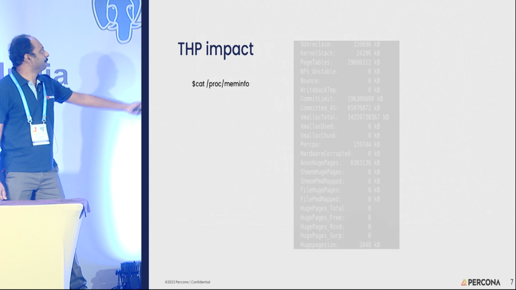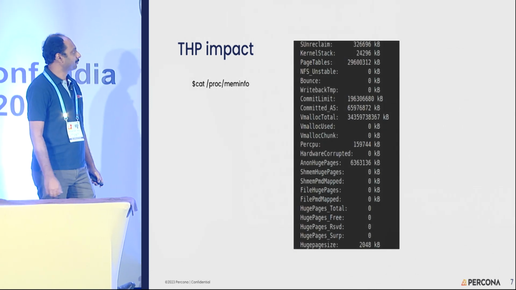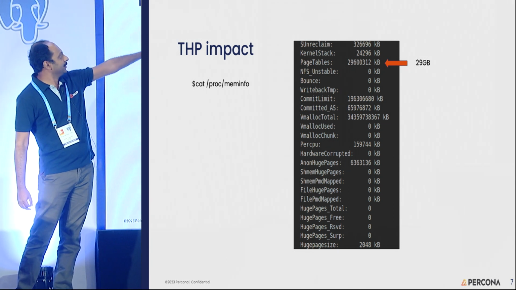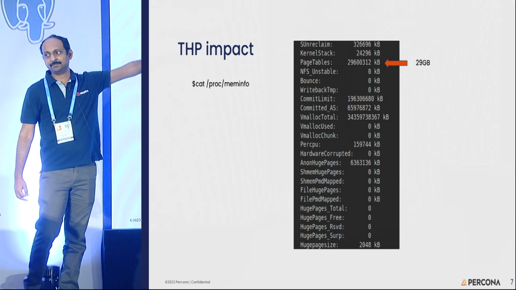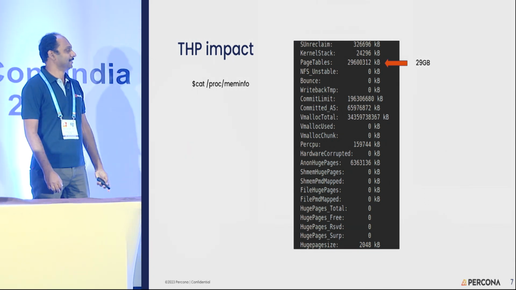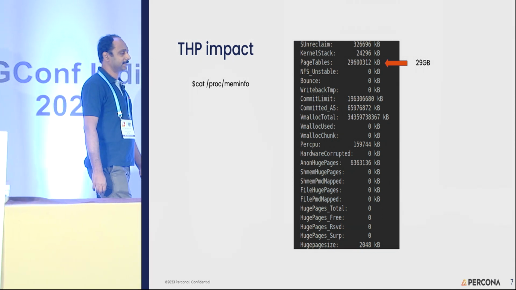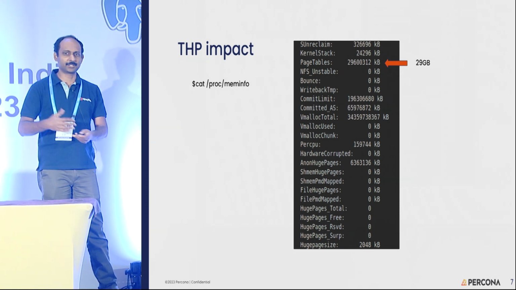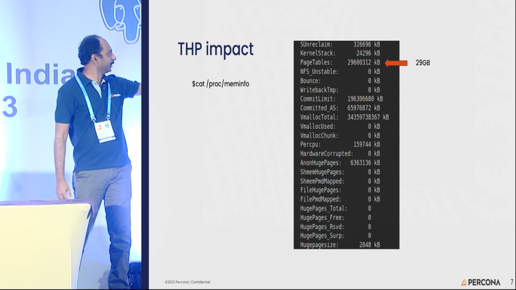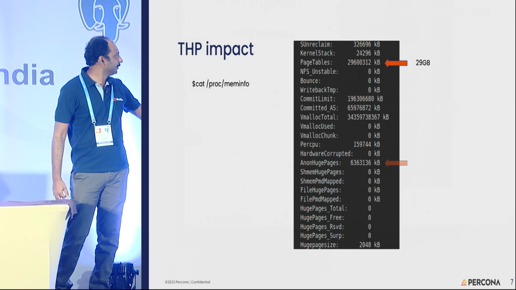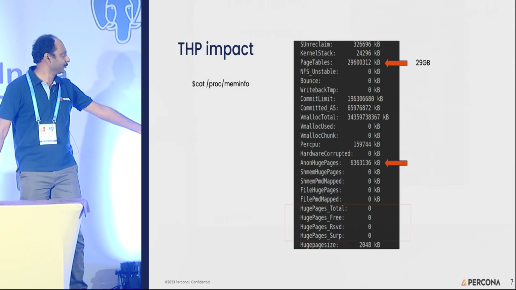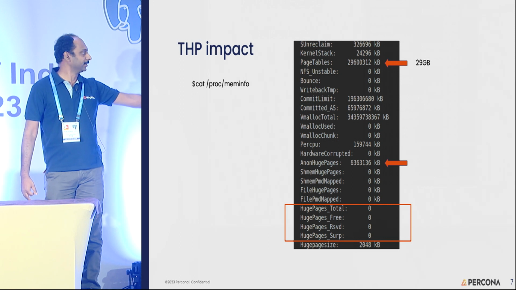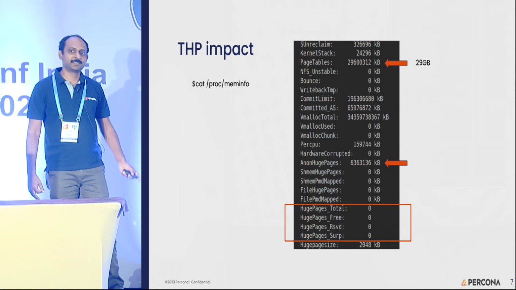If you look at the THP impact in /proc memory information, you can see that the page table size is, in this case, 29 GB. This is a typical case; it's common to see the page table running into hundreds of MBs or GBs. Here we can see the anonymous huge pages are used and no persistent huge pages are used. So this is how a database server should not be.